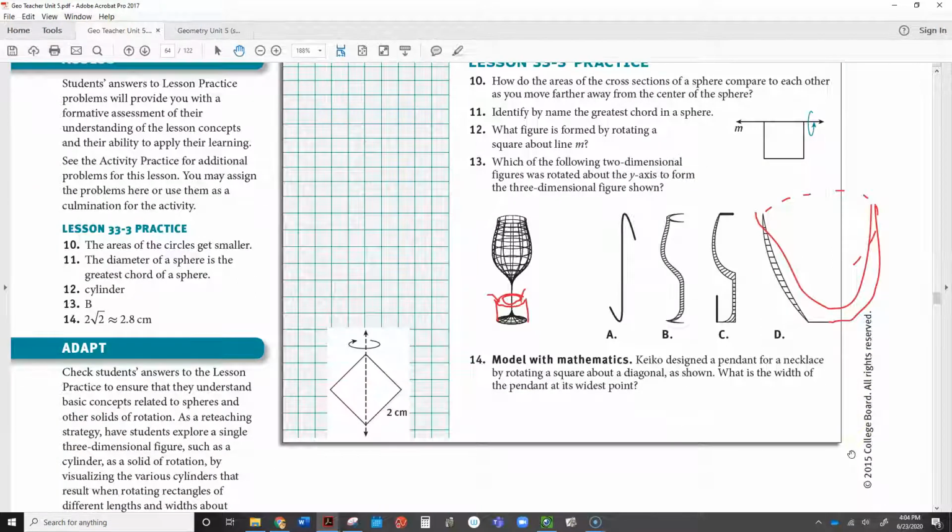Some funny, silly design. Kiko designed a pendant for a necklace by rotating a square about a diagonal as shown. What is the width of the pendant at its widest point? That's just the diagonal of a square, right? Isn't that what they said? So if this side is 2, this is 2, that's 2 root 2. That is the 45-45 special right triangle formula, x root 2. So that's it.